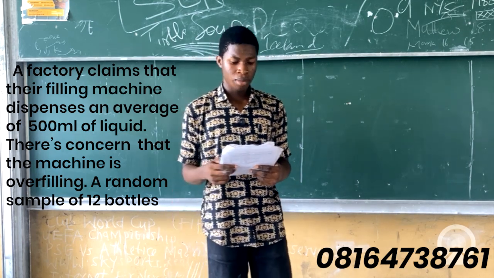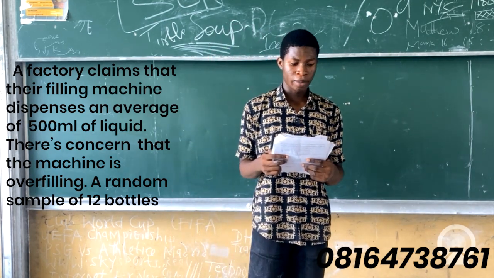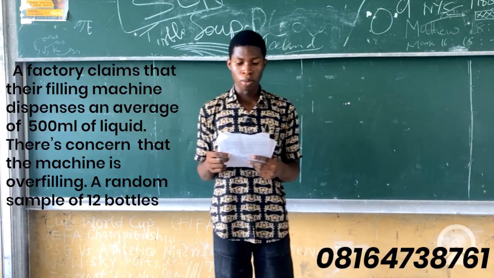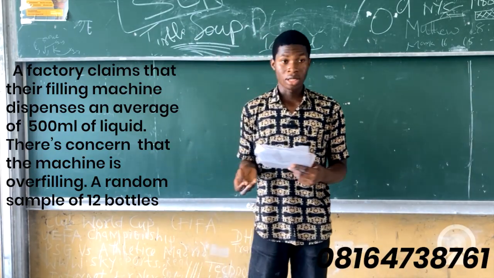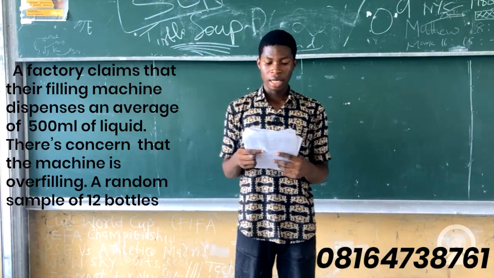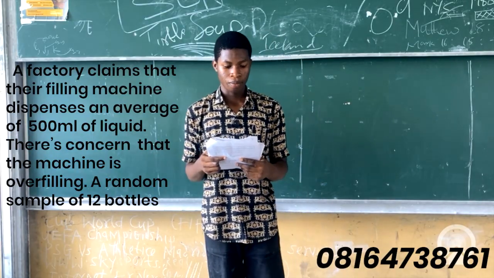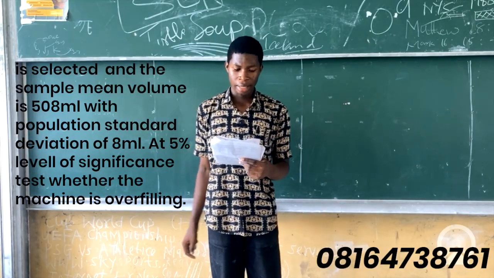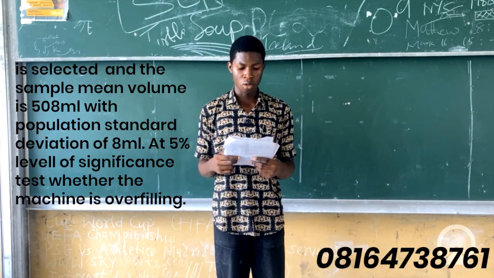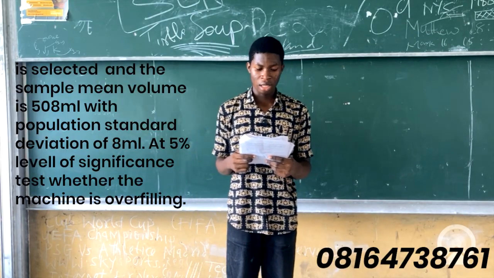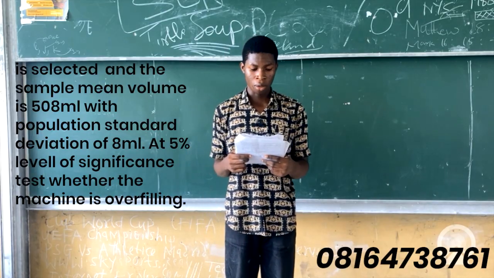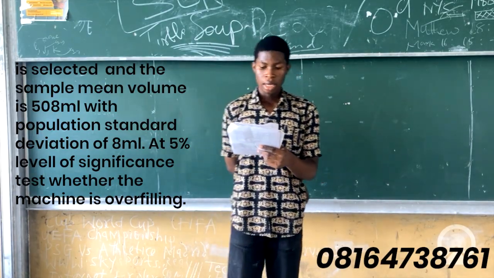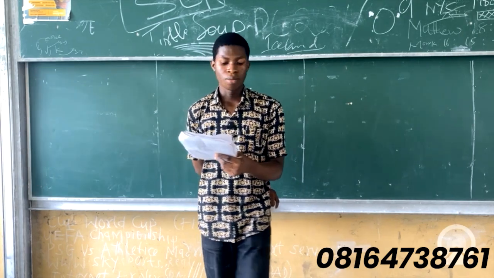A factory claims that the filling machine dispenses an average of 500 milliliters of liquid into each bottle. There is concern, which is the null hypothesis, that the machine is overfilling. A random sample of 12 bottles is selected, and the sample mean volume is 502 milliliters with a sample standard deviation of 8 ml. At 5% level of significance, test whether the machine is overfilling the bottles.